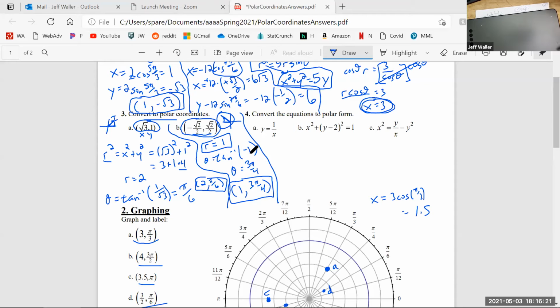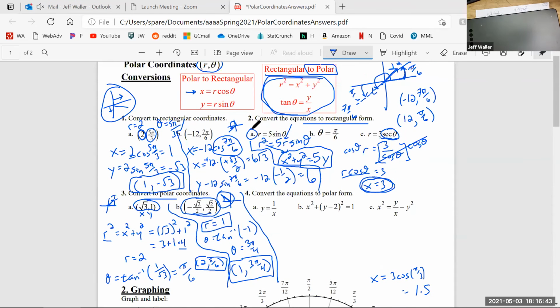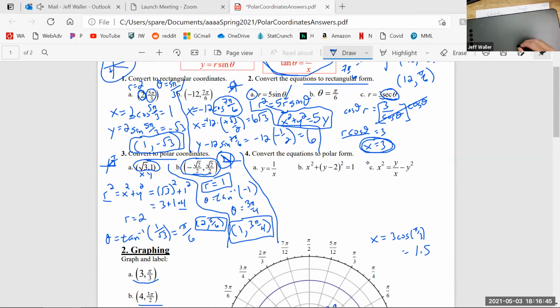If I don't see anything to simplify, I'm just going to start replacing my x's and my y's. What is y in polar? I mean, we just know it. r sine theta, right? So y is r sine theta. And what's x? r cosine theta.